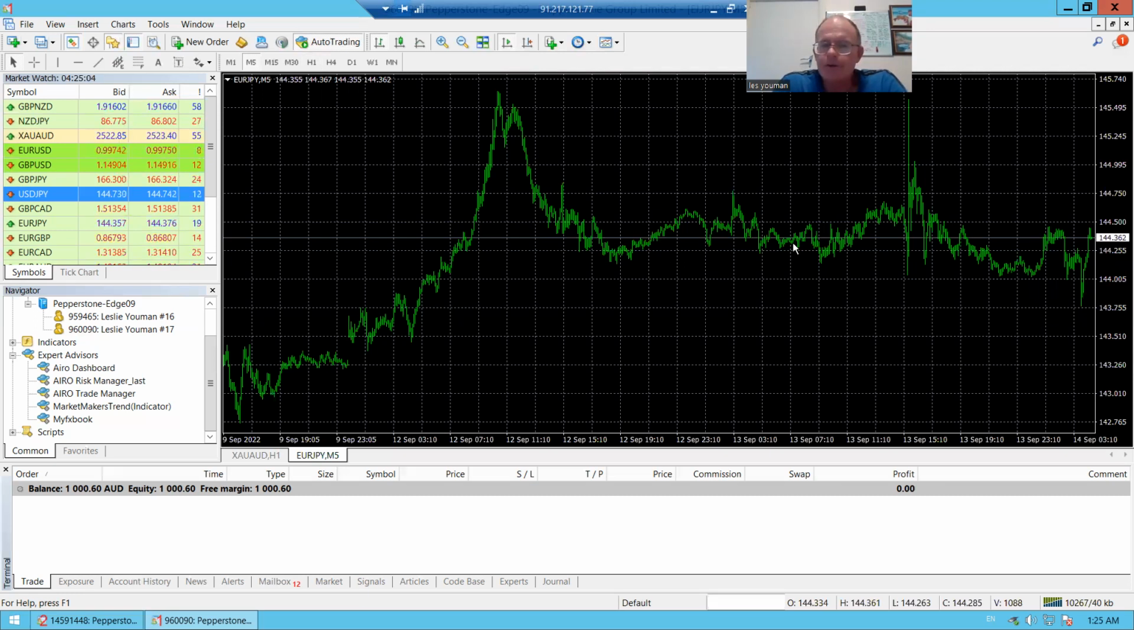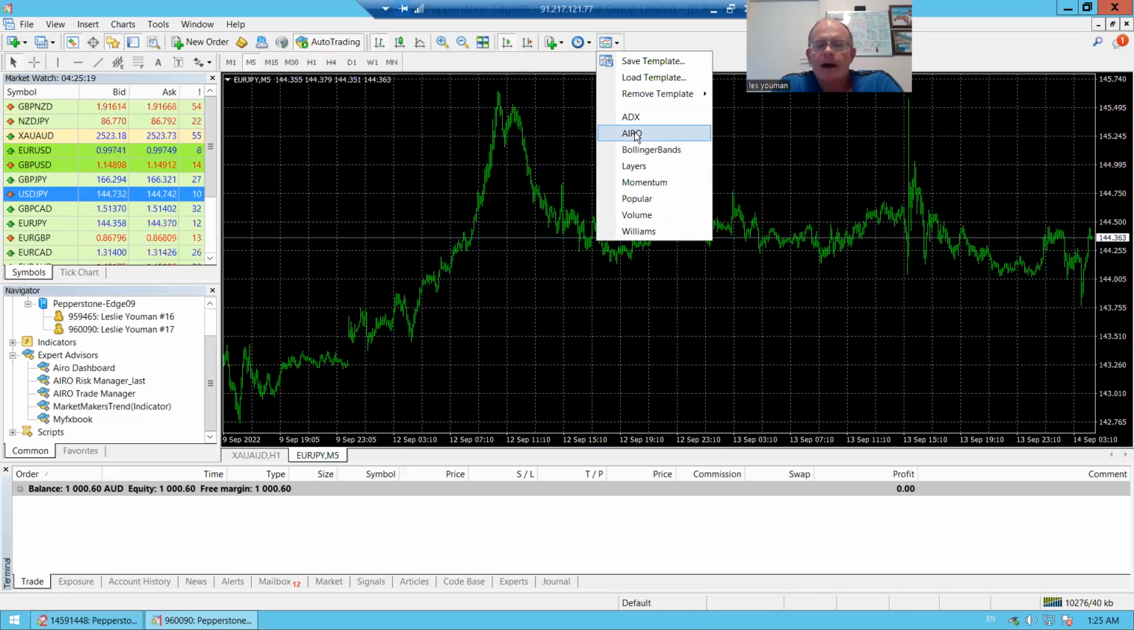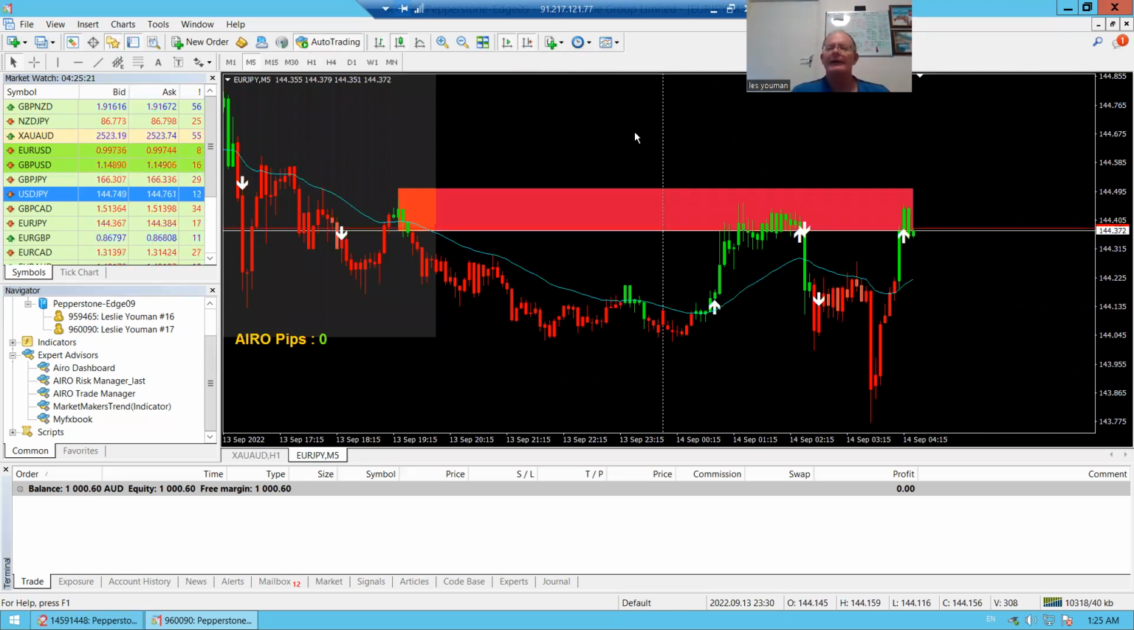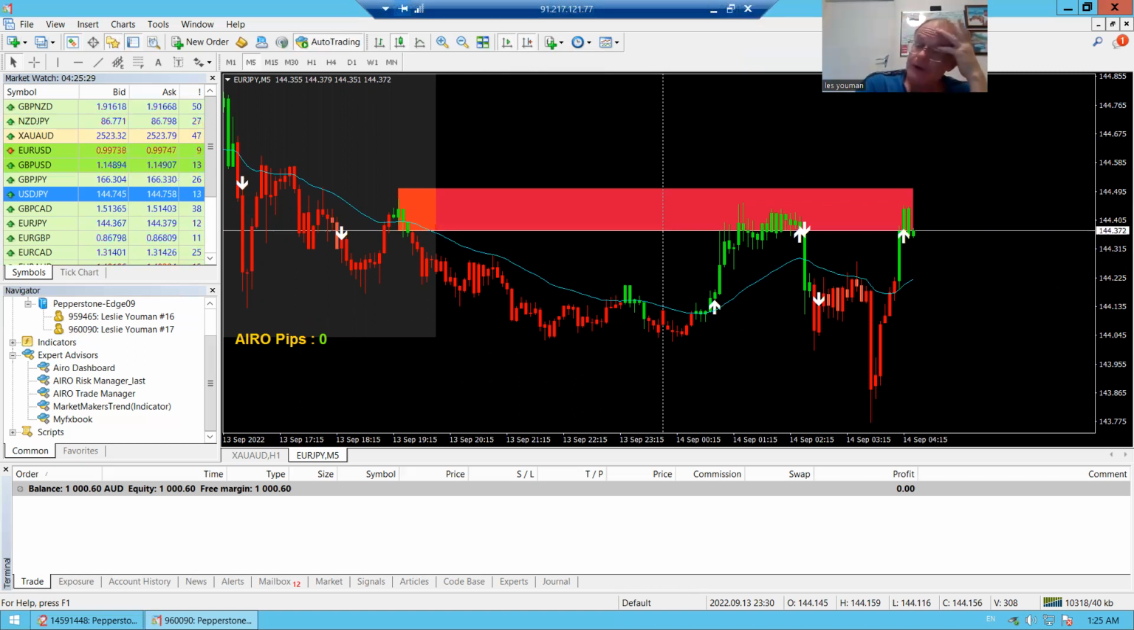You can set it so that it automatically puts AIRO onto the screen for you, but I've obviously skipped that. I've just quickly put this together to make this video, but I'll go to my templates and I'll click on AIRO, and that'll put the actual AIRO indicator onto that chart. Now let's just quickly go through what it's showing us. The AIRO indicator shows, in this case, this red box is a resistance zone.